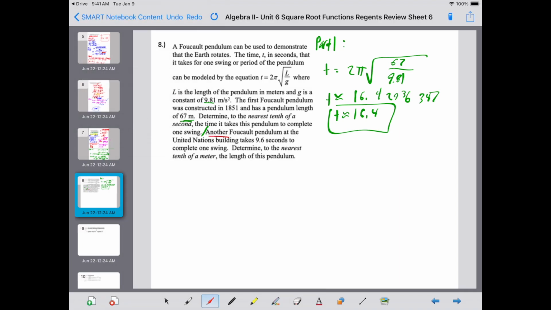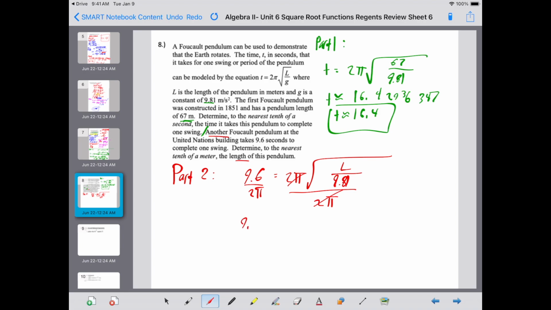Another Foucault pendulum takes 9.6 seconds. So now we have the time. We want to determine the length to the nearest meter. Length is L. The constant is going to stay constant. So you divide by 2 pi. You want to isolate the square root. Right now, let's leave it as 2 pi because it's not going to be a pretty number. So 9.6 over 2 pi equals the square root of L over 9.81.